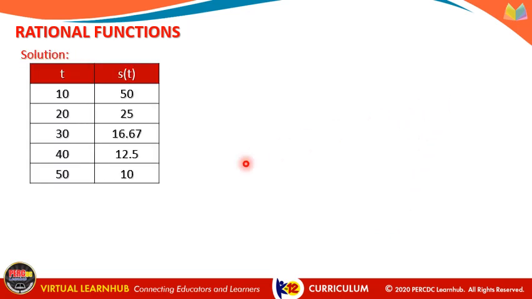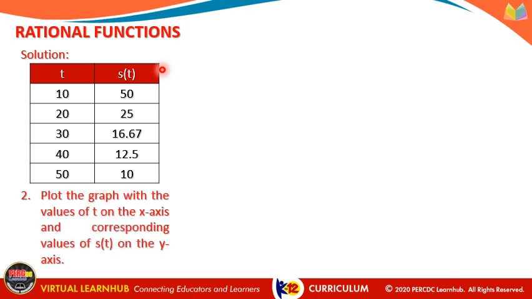Now that we have obtained our table, let us now get the plot of the graph. So to plot the graph with the values of t on the x-axis and corresponding values of s of t on the y-axis. Usually, ito yung convention. Usually, kung ano yung variable na ginamit sa function, again, in this case, yung t, yun yung ilalagay natin sa x-axis. Tapos, yung values ng function, in this case, s of t, yun yung nilalagay sa y-axis.